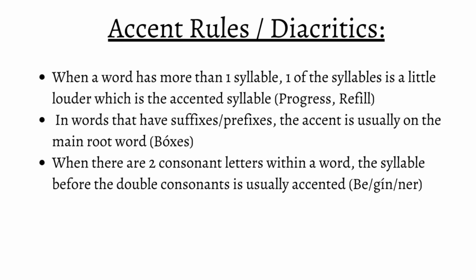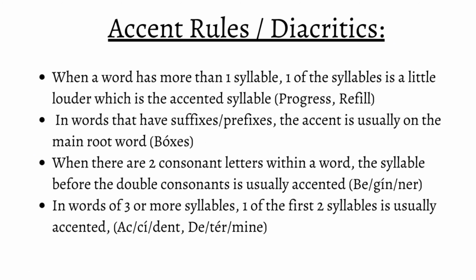When there are two consonant letters within a word, the syllable before the double consonants is usually accented, like in the word beginner. In words of three or more syllables, one of the first two syllables is usually accented, as in accident and determine. In addition, English has special rules that are inflexible and do not have special exceptions, at least in native English words.